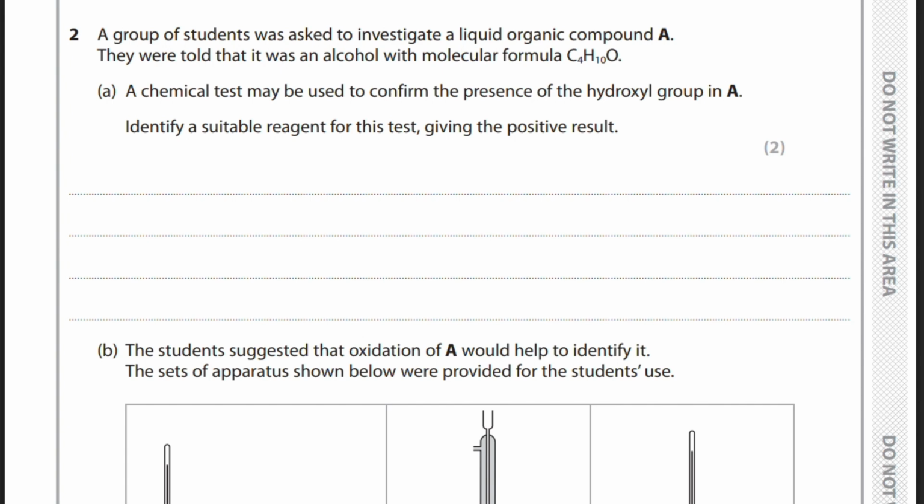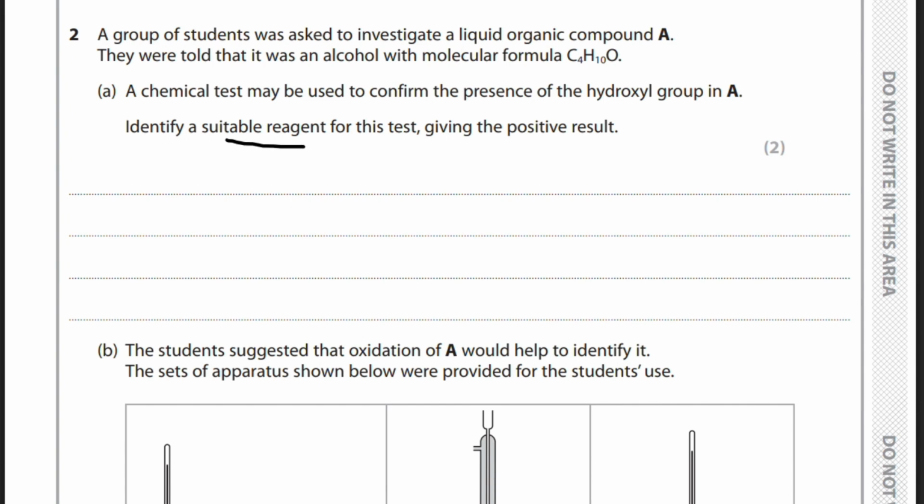A chemical test may be used to confirm the presence of the hydroxyl group in A. So first we need to test whether it's an alcohol or not, confirming the presence of the hydroxyl OH group. A very simple test. You must remember this test. It's very important. It usually comes in the exams.